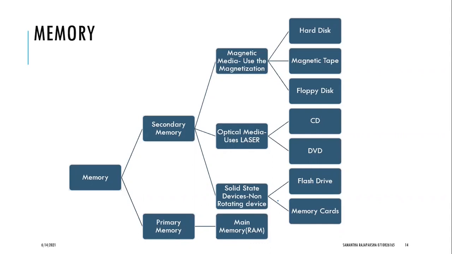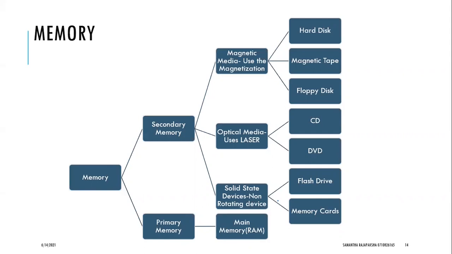So they use magnetization, and we call them magnetic media. Then we have another category, optical media. Optical media work with laser beams to store the data. Especially CD, DVD, and Blu-ray work with optical storage, using laser beams.